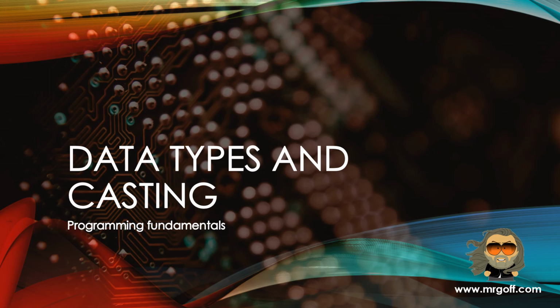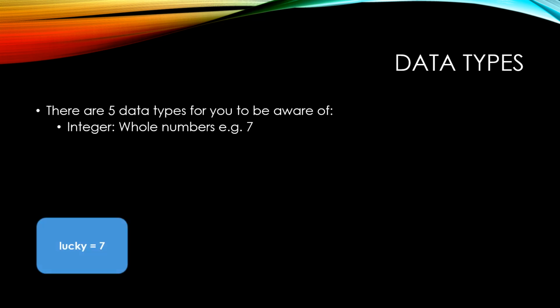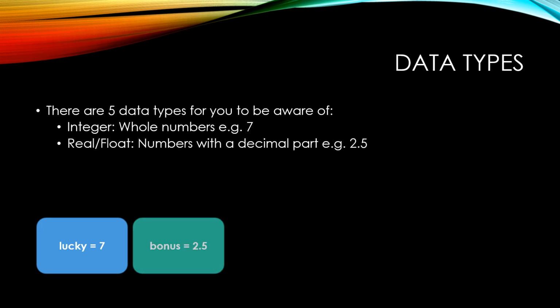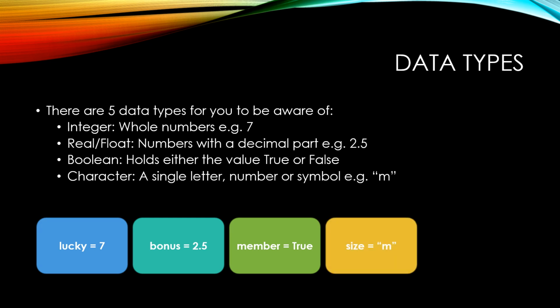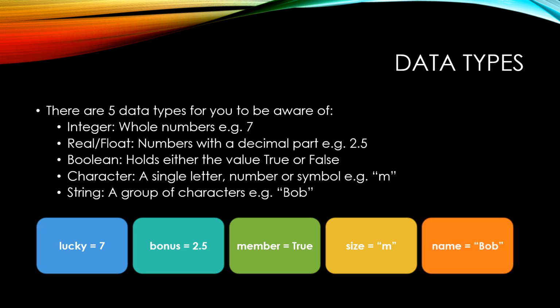This video will focus on data types and casting. When we store data in a variable, it will have a data type. There are 5 data types you need to be aware of. Integer, which is for whole numbers, for example 7. Real, sometimes called float, for numbers with the decimal part, such as 2.5. Boolean can hold either the value true or the value false. Character, which is a single number, letter or symbol, and string, which is a group of characters.